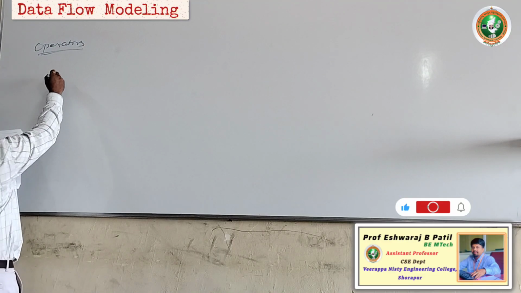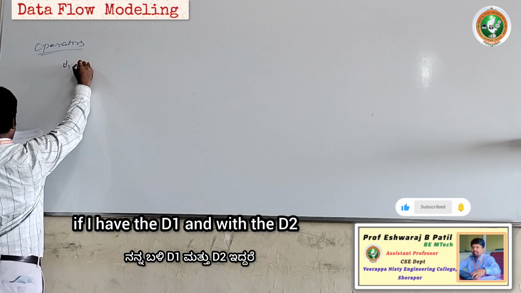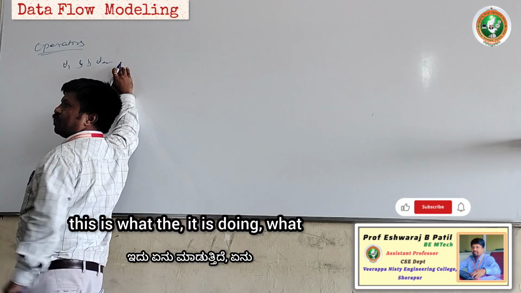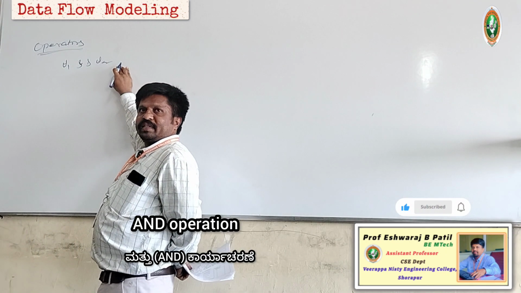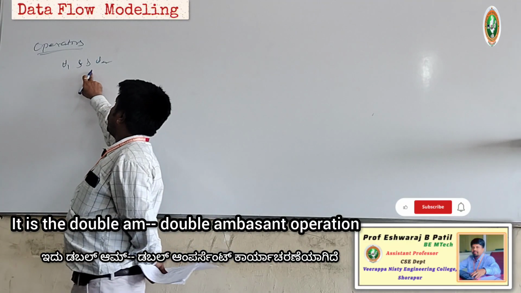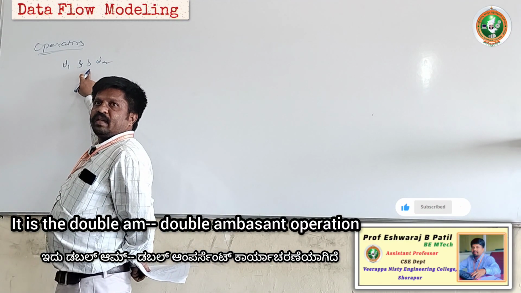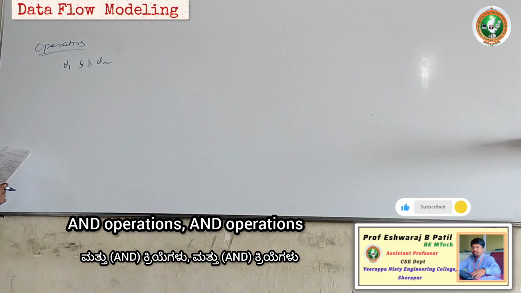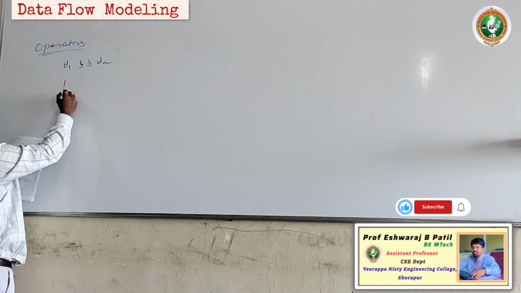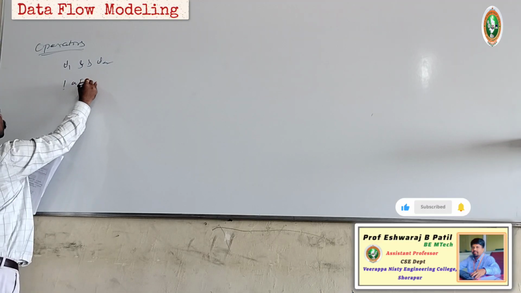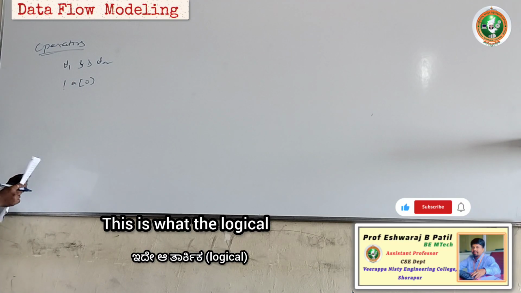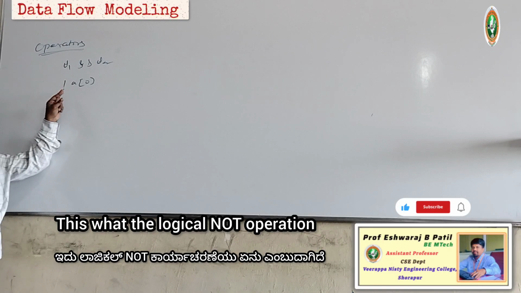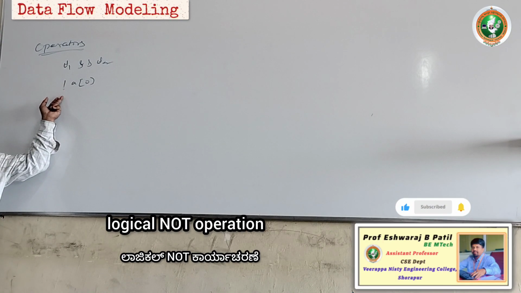For example, if I have D1 and D2, what type of operation is this? The AND operation. It is the double ampersand operation, that operator will give the AND operation. Okay, if I use this, this is the logical NOT operation.